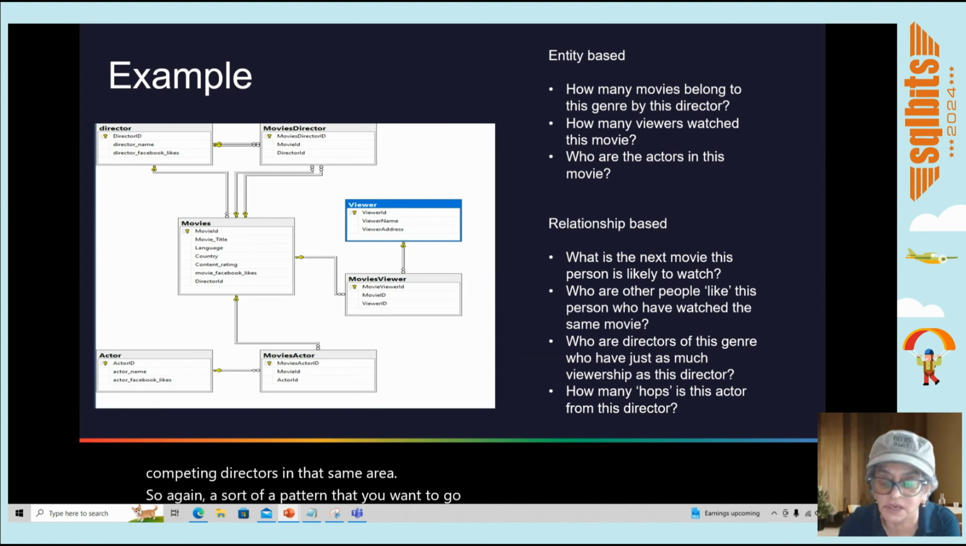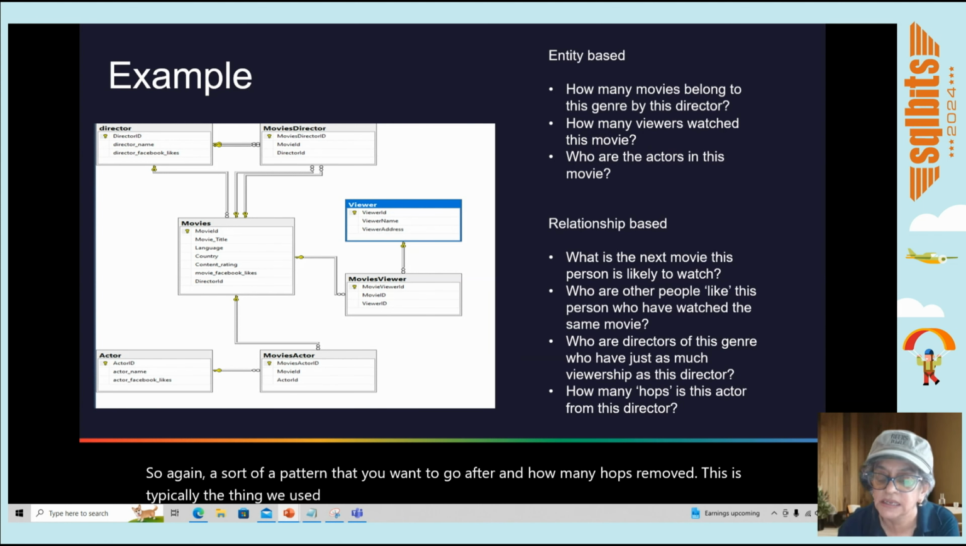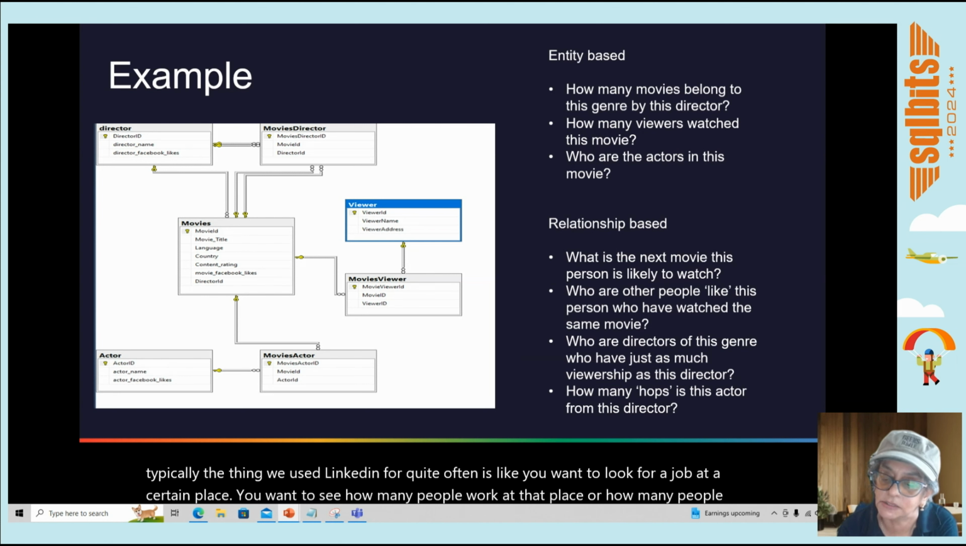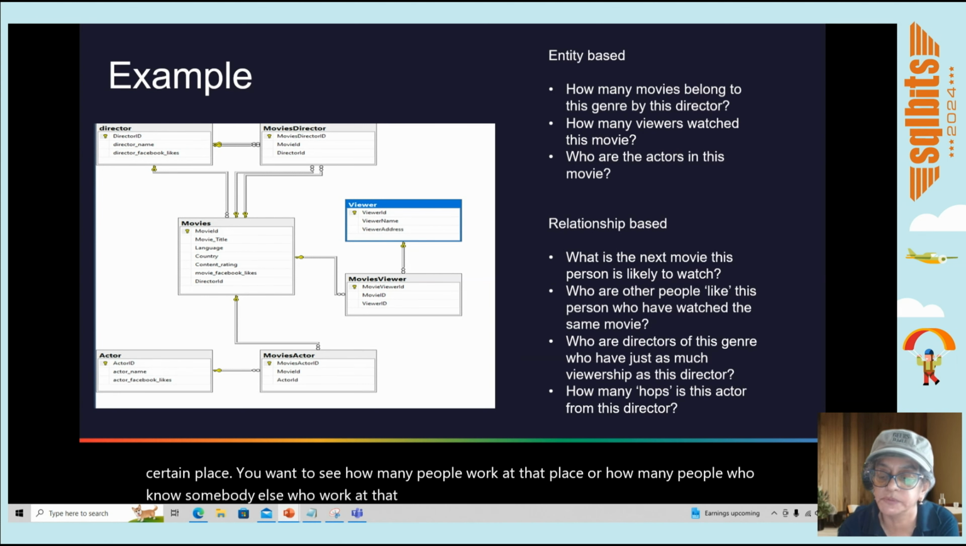And how many hops removed? This is typically the thing we use LinkedIn for quite often. It's like you want to look for a job at a certain place. You want to see how many people you know work at that place, or how many people you know who know somebody else who work at that place, how many hops removed you are. So that is typically again something that is possible using graph data.